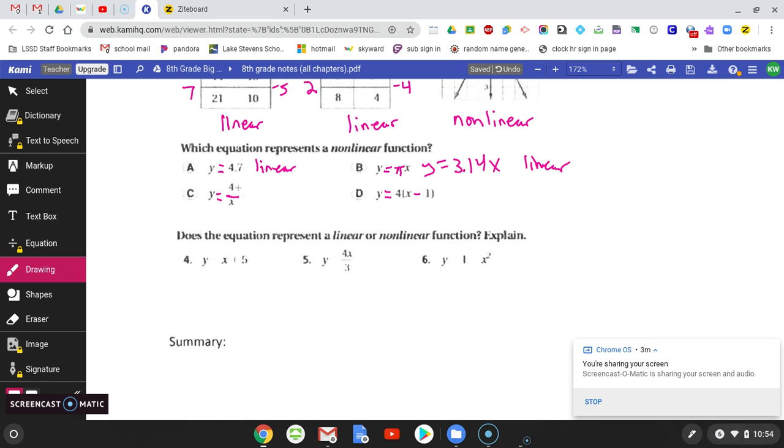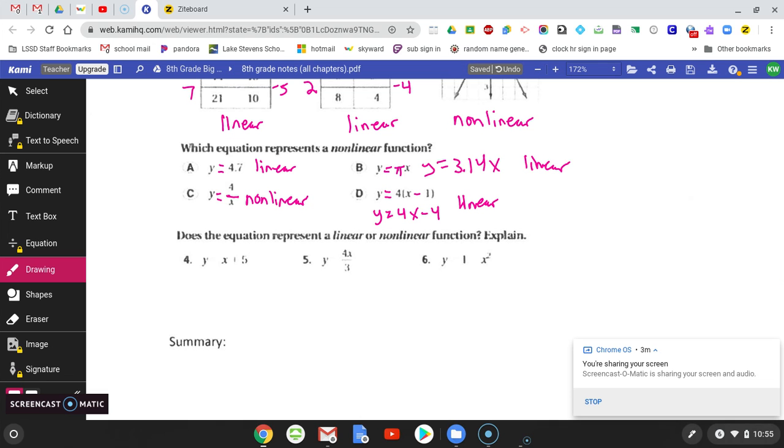When we get to this one, we have 4 divided by x. There's no way you could write this as y equals mx plus b because x is in the denominator. If your x is in the denominator, automatically it's going to be non-linear. This one, we could use our distributive property and it would become y is equal to 4x minus 4, and then you can see it can be written as y equals mx plus b, therefore it is linear.